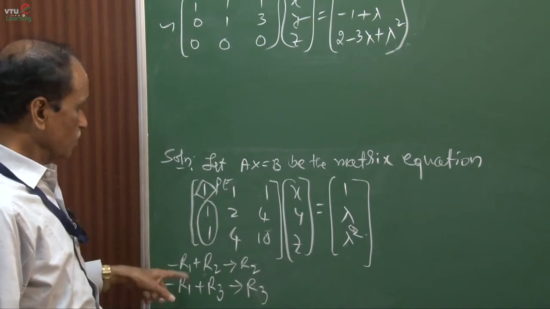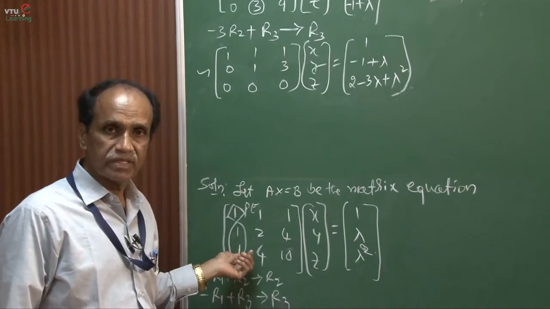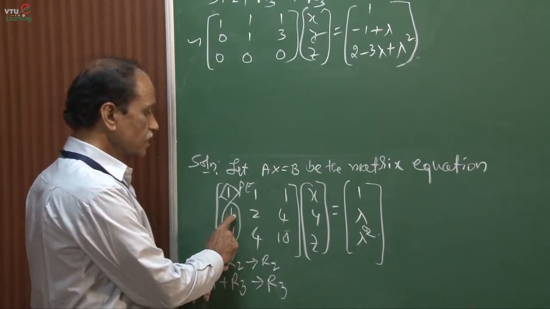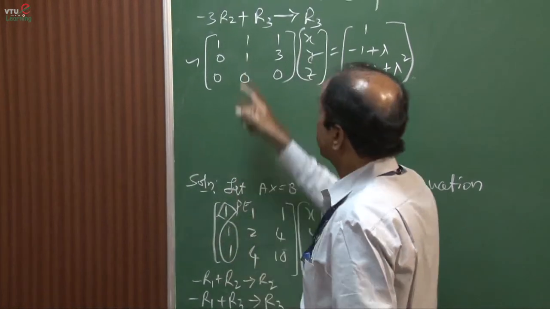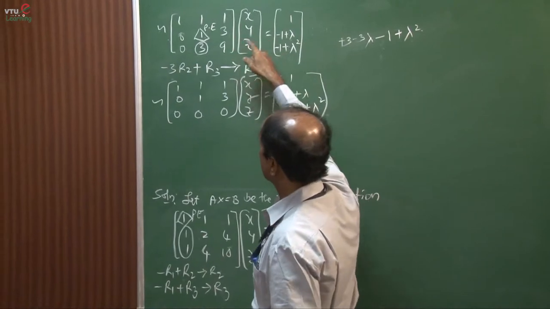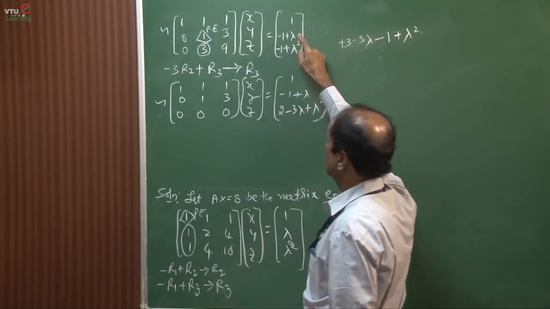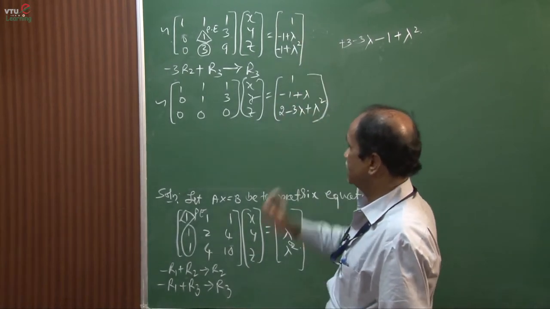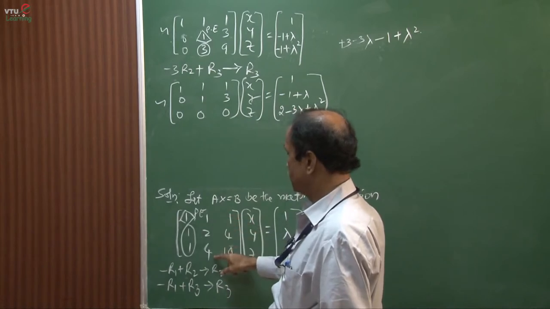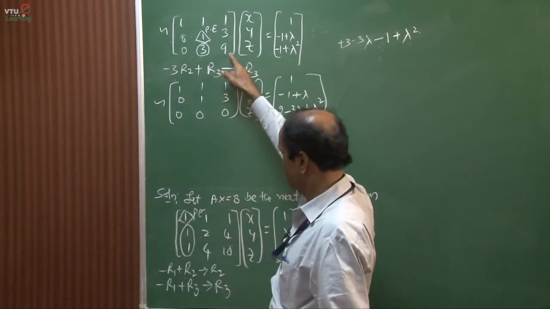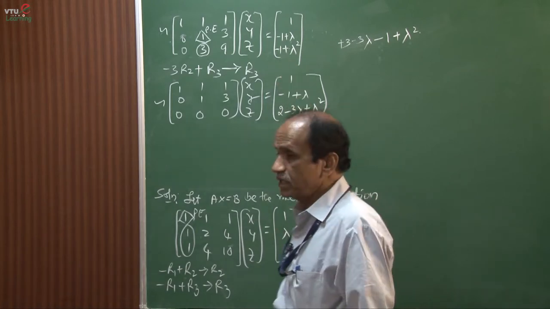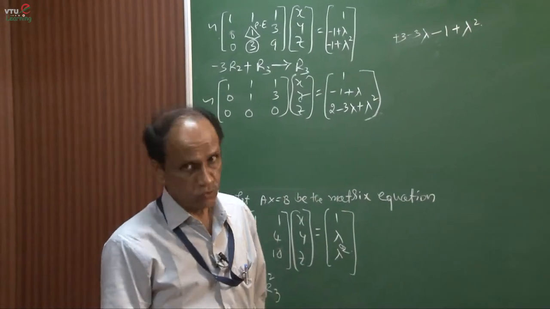Now, after applying the row operations, here these two numbers we are supposed to make as 0 with the help of this pivotal element, that is minus r1 plus r2, affecting r2. That becomes 0, and the second column becomes 1, and the third column becomes 3, and the last column, that is the constants column on the right side, becomes minus 1 plus lambda. And another row operation, minus r1 plus r3, gives us 0, and minus 1 plus 4 gives us 3, and minus 1 plus 10 gives us 9, and minus 1 plus lambda square.